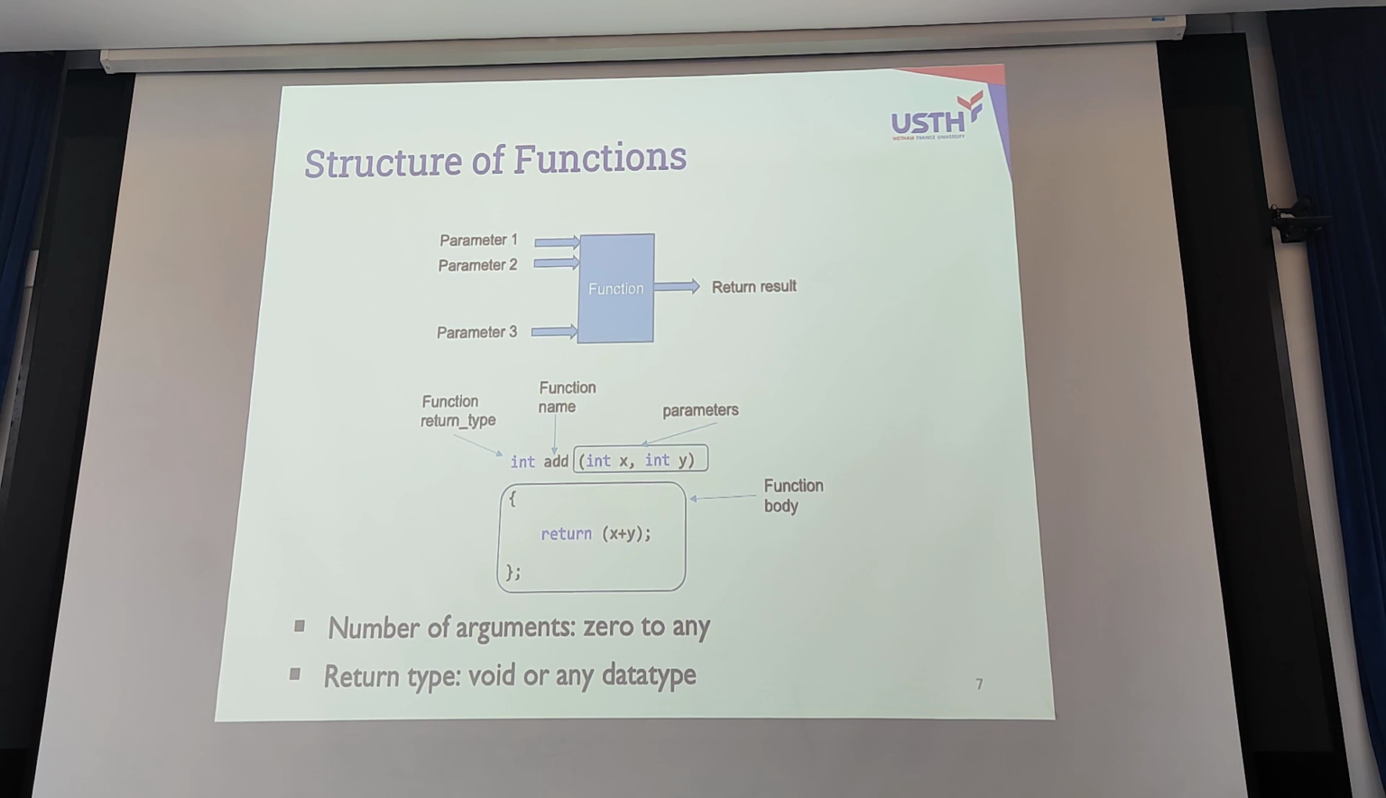Okay, for us, let's look at the structure of functions. You can imagine a function as a black box. You feed it with some inputs, which we call parameters. And then you compute some function of this input and return the result. This result we call the output, and in this case it is called the return value, or return result.